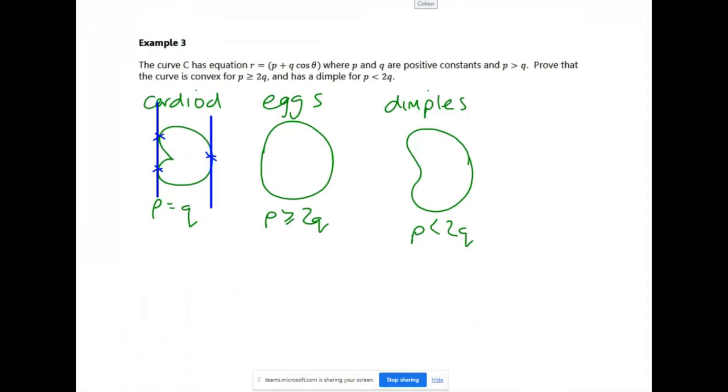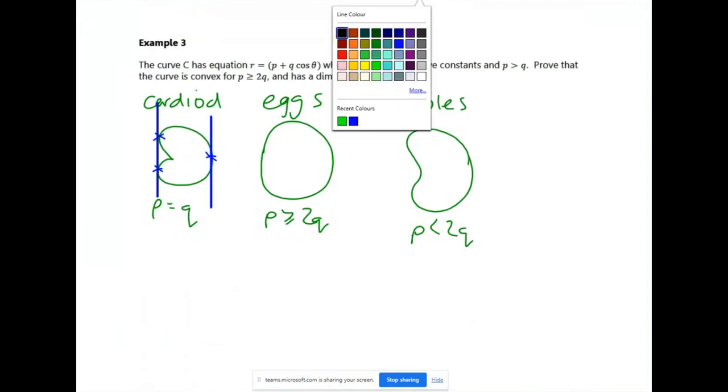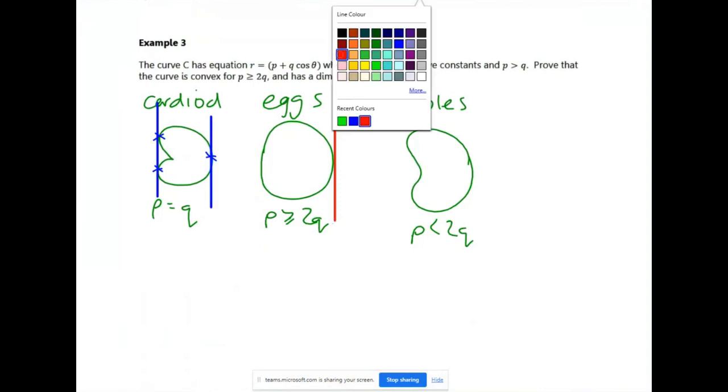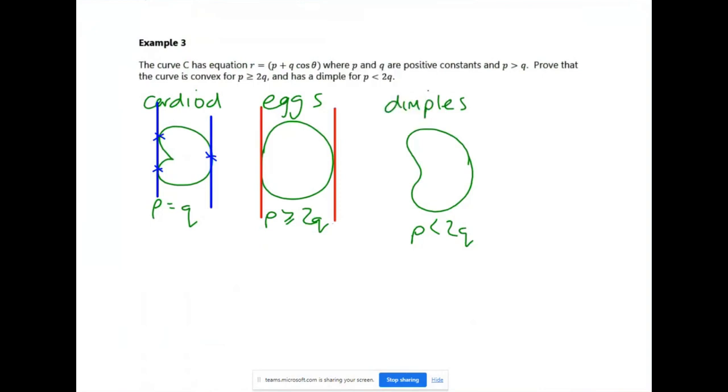For your egg, you'll have a tangent over here, and you'll also have a tangent on the left. Touching here, so you'll just get two coordinates for tangents here. Even though they've both got the same number of tangents, the number of coordinates is three for a cardioid, and you get two for an egg.